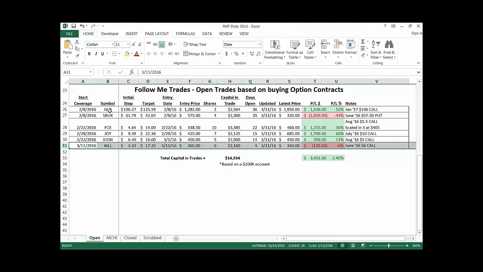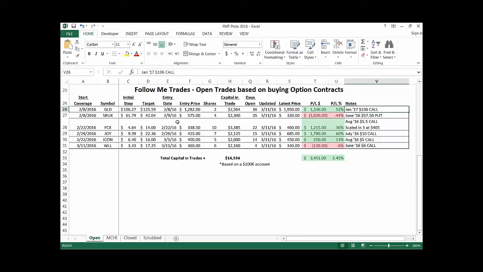So we are in GLD. We're in that with the January, so we're looking at the end of this year, January 17, 106 call. We've been in this one just over a month, and we're at a 52% profit. We're in Starbucks. We've been in it just over a month, and it's going against us right now, but the chart on Starbucks looks like that's going to turn around, and we're out at a June 16 contracts. We got some time on this. This one ain't over by a long shot.